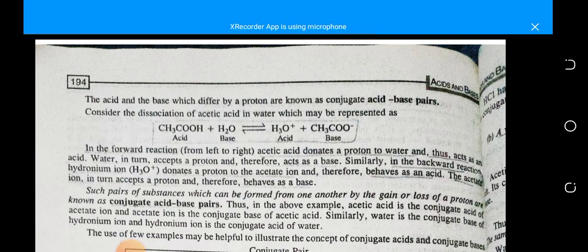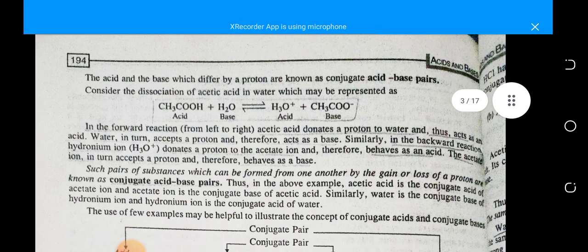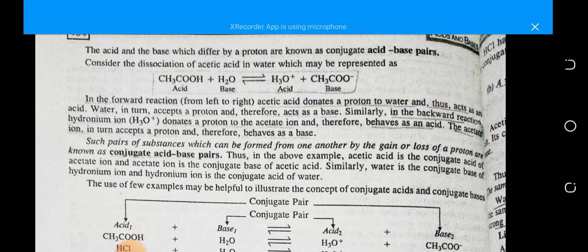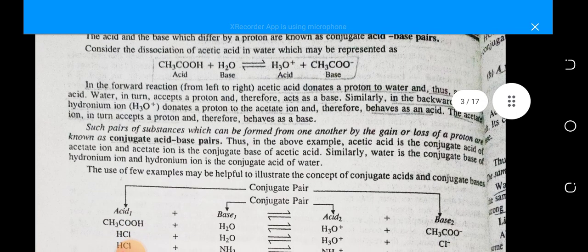Consider the dissociation of acetic acid in water, which may be represented as acid plus base, acid plus base. In the forward reaction from left to right, acetic acid donates a proton to water and thus acts as an acid. Water in turn accepts a proton and therefore acts as a base.